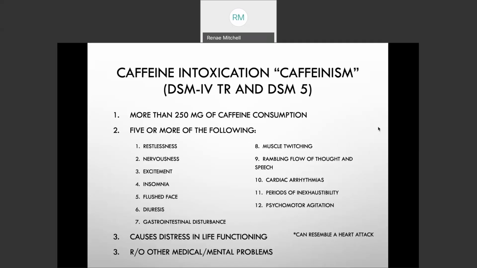So restlessness, nervousness, excitement, having difficulty sleeping, feeling flushed, diuresis, which is increased urine output, having an upset stomach, muscle twitching, rambling thoughts, cardiac arrhythmias, feeling like your heart's skipping a beat, feeling like you can't be exhausted, like you're just go, go, go, and that restless psychomotor agitation. It causes distress or impairment in functioning, and it's not due to any other medical condition.